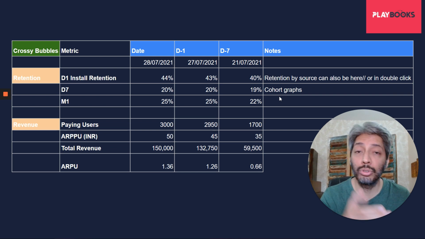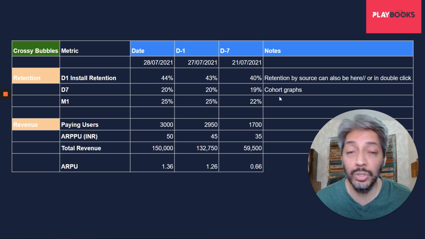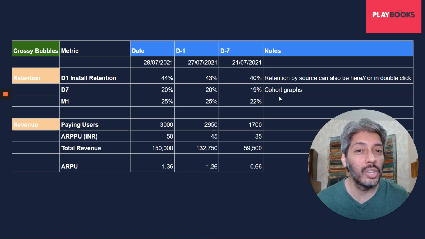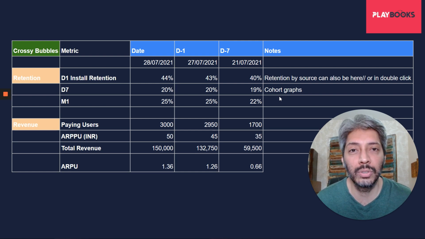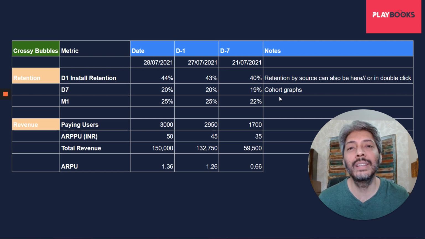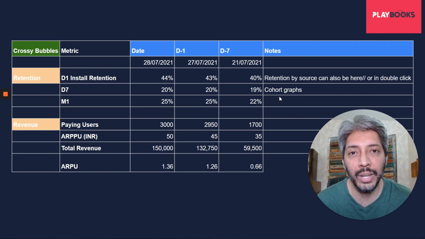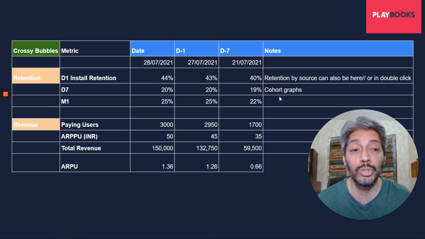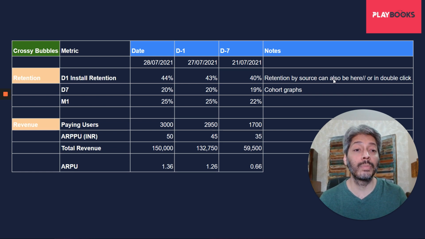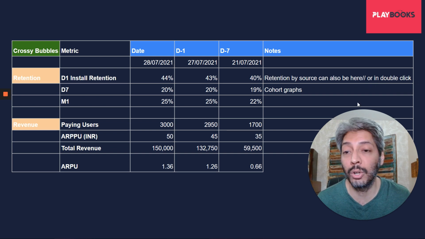So retention by source. We have 2 install sources, and you definitely want to see retention by source, and that will tell you whether one install source has better quality users compared to the other, because anything which has very poor D1 install retention is a very poor source for you to acquire users from. So you should not be acquiring users from there. So retention by source can also be here, and you should double click on that.